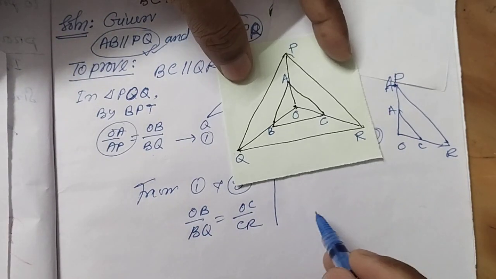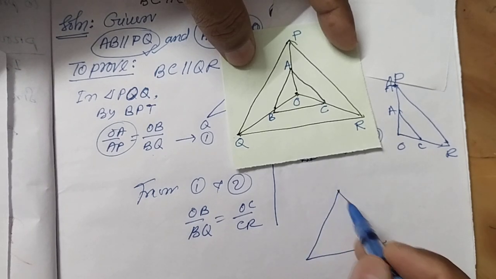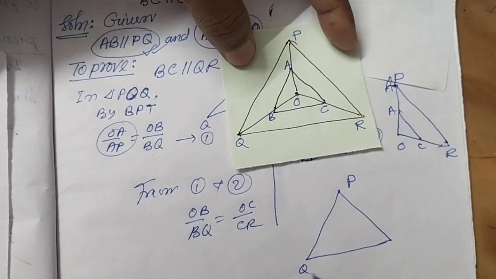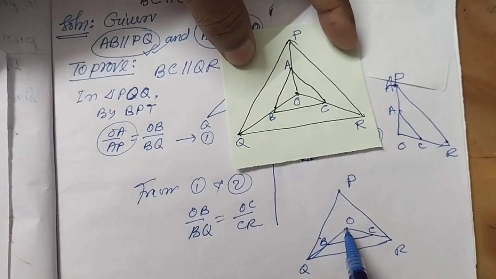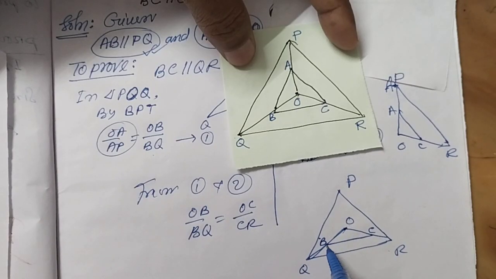Now you see in the whole triangle PQR, I am just drawing this. Actually in triangle OQR only, this part, BC. What is given? You see, OB by BQ equals OC by CR in this triangle. Now in this triangle, it is already what we have got, OB by BQ equals OC by CR. So in this triangle, BC must be parallel to QR by converse of BPT.